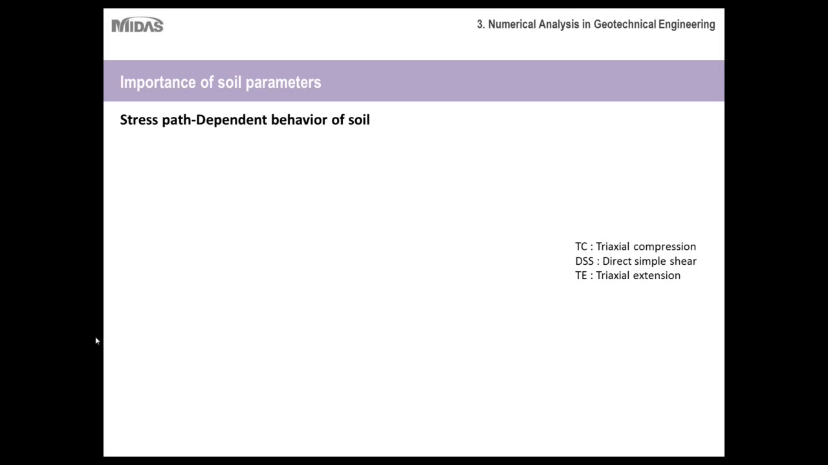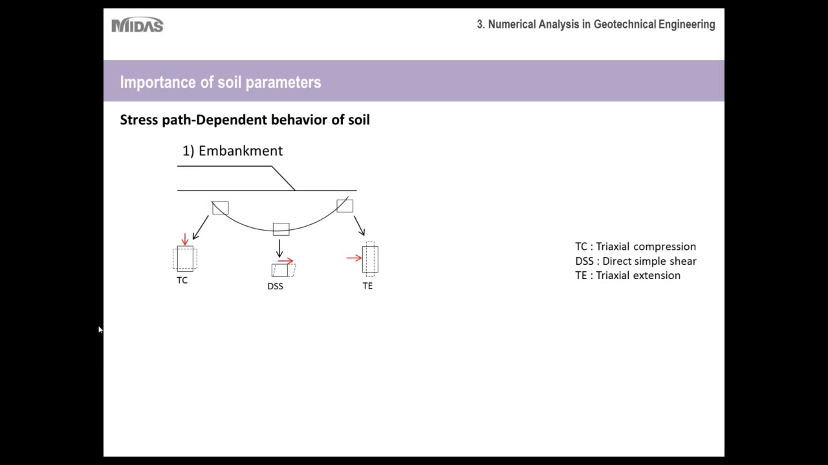Okay, so now stress path dependent behavior of soil. So let's take a look at this first image here. This is just a sample of an embankment type project. So the soil is uniform across the length of the embankment. However, the stress curve or the stress path is not.